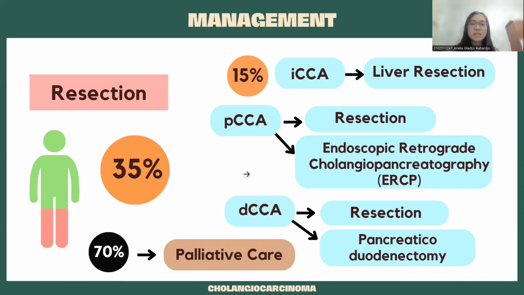Liver resection is the only widely accepted curative treatment for iCCA. However, because iCCA presents in advanced stage, only approximately 15% of patients with iCCA are candidates for liver resection. Other than that, chemotherapy and immunotherapy also can be an alternative choice.